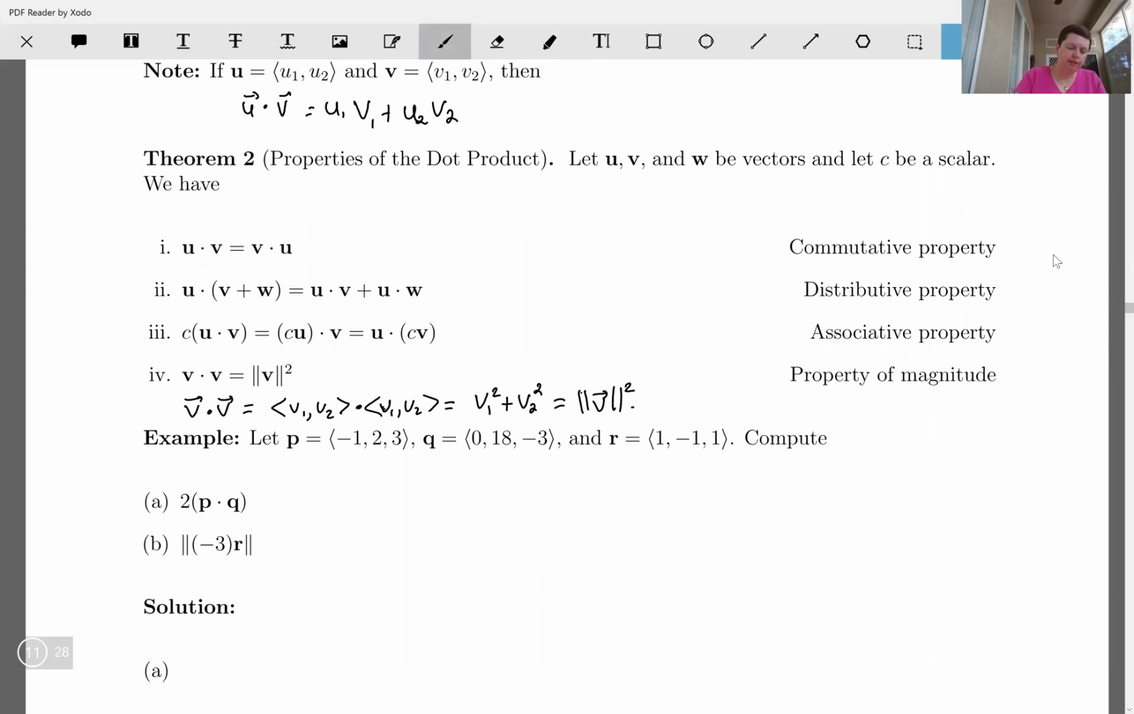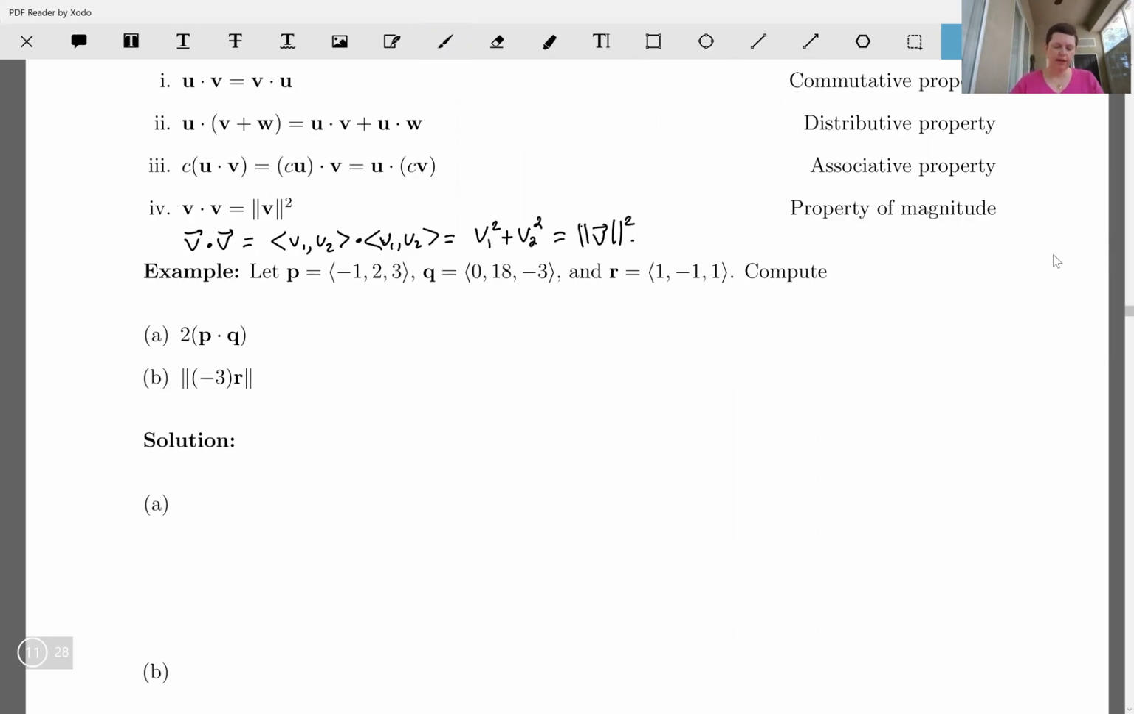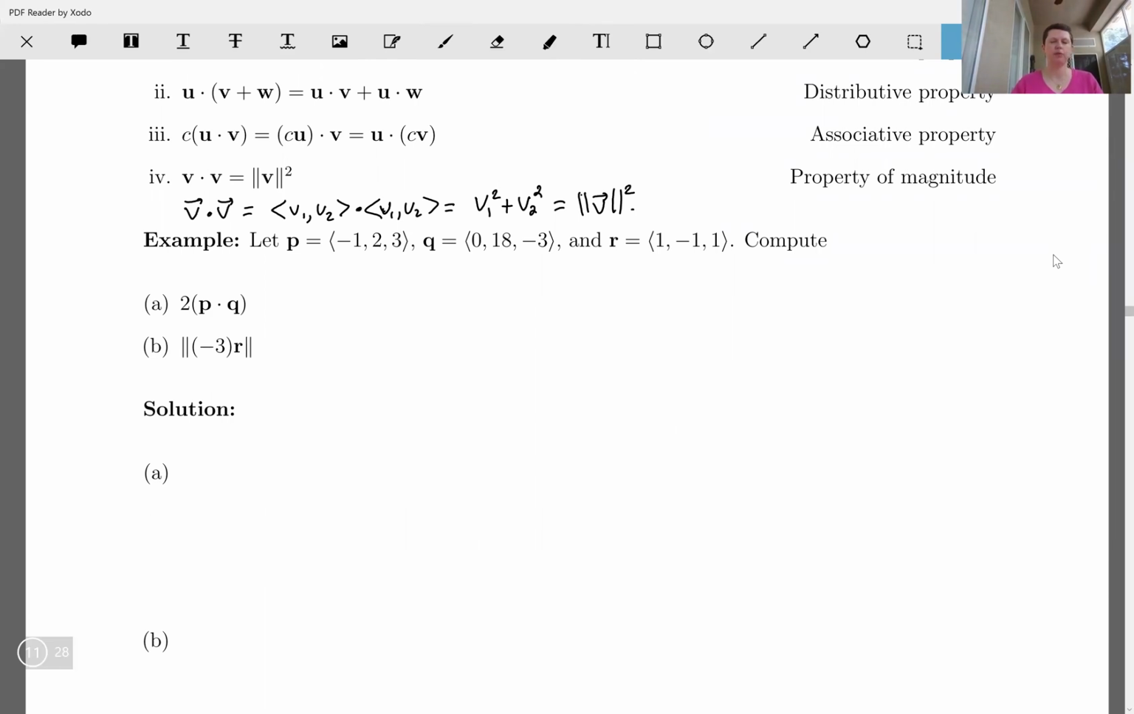Okay, so let's do a simple example. Let's suppose we have 3 vectors, p, q, and r, defined as on the page. Let's find 2 times the dot product of p with q. So we could do this a few different ways. I'm just going to directly find the dot product of p with q first. So I'm going to have -1 times 0 plus 2 times 18 plus 3 times -3, which gives me 27. All right, so 2 times that is 2 times 27, which is also known as 54.